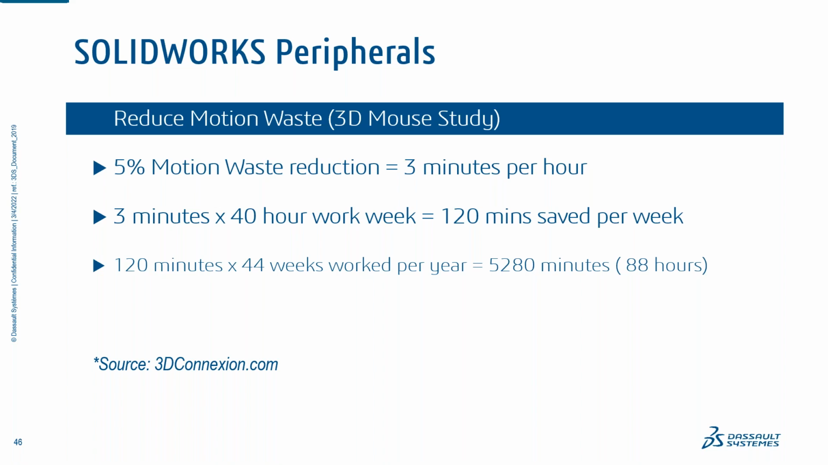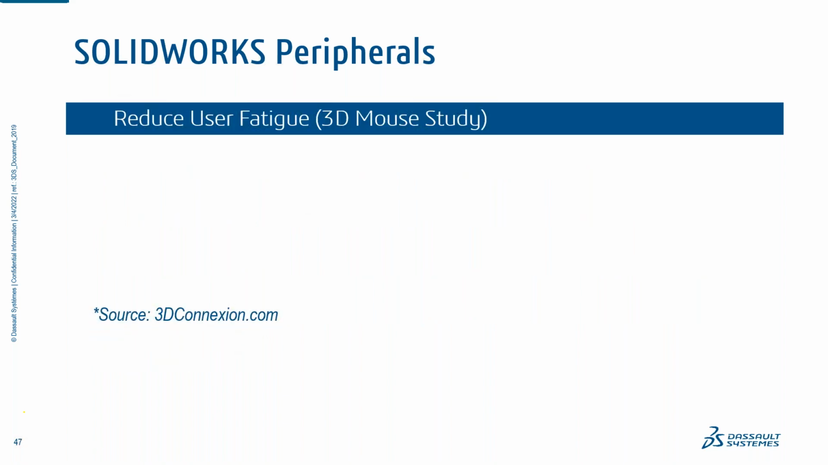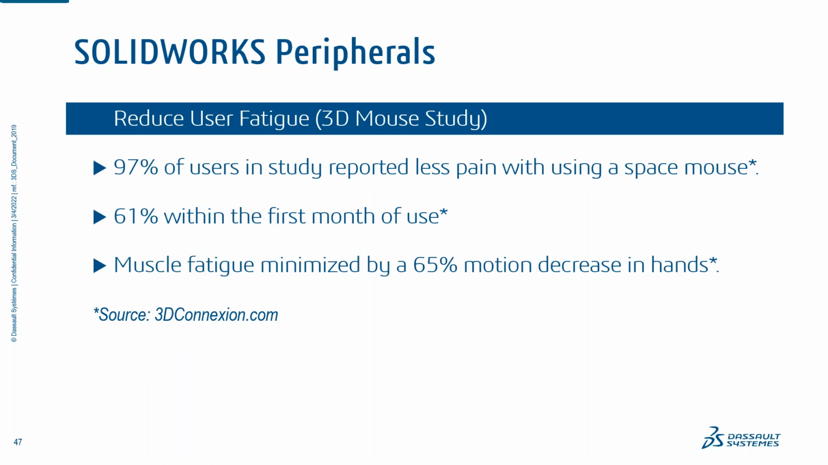Now that may seem like a stretch, but if you're having to constantly move parts and things, it could take you into a more cost reduced use case. Now I used engineering salary for the United States. That's $4,400 per year in savings. So a $100 add-on that you buy saves you $4,400 a year.